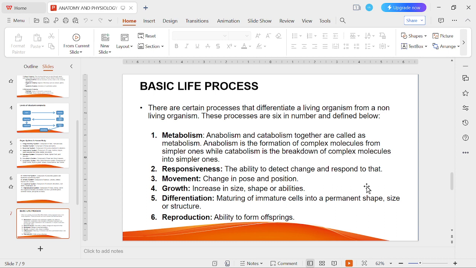Fifth one is the differentiation. Since the time of conception, there are many immature cells in the body of any fetus or any living organism that has been conceived. These immature cells grow into the permanent mature cells, that is called differentiation. Sixth one is the reproduction, the ability to produce offsprings is called reproduction. So all these 6 processes are present in every living organism existing on the earth.